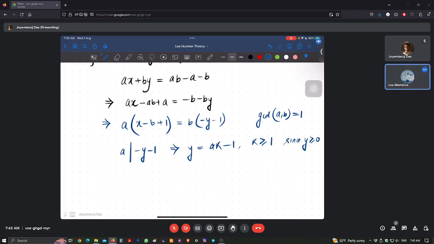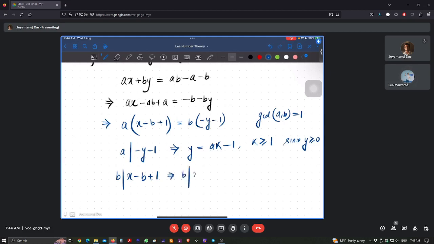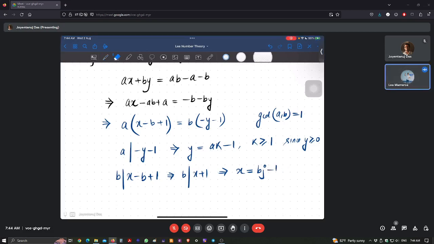Similarly, we also know that b divides the other part. So b divides x minus b plus 1. So eventually b divides x plus 1. So from here I can write that x equals some, we can take j, so b times j minus 1. Wait, how did we get rid of minus b?